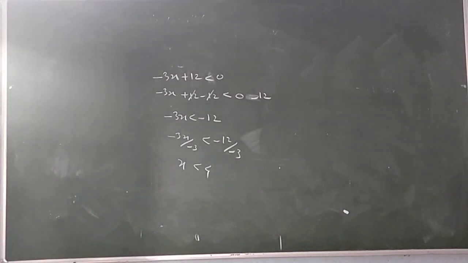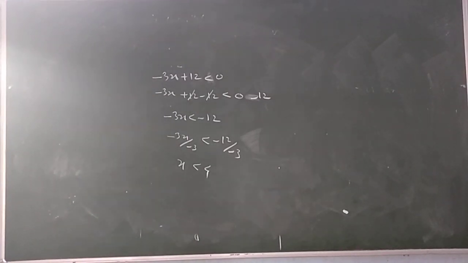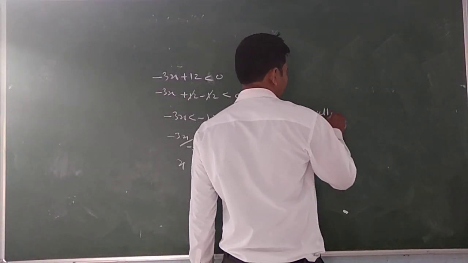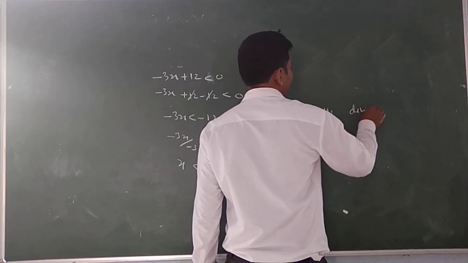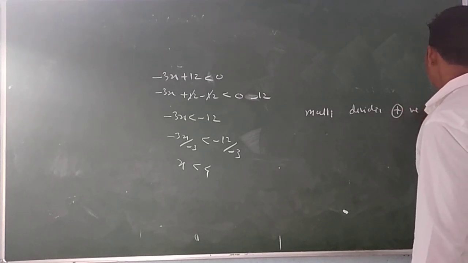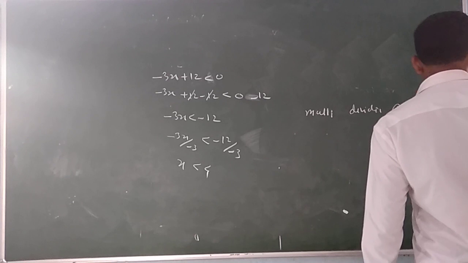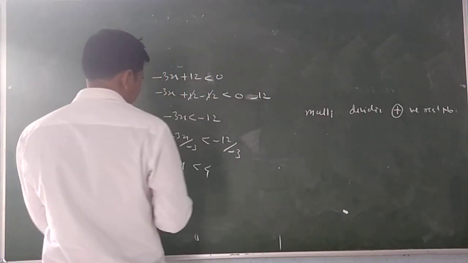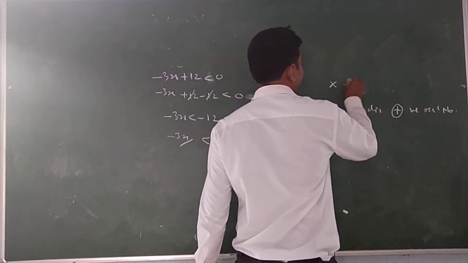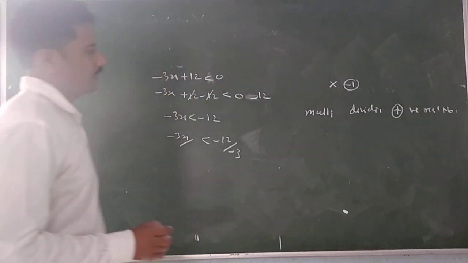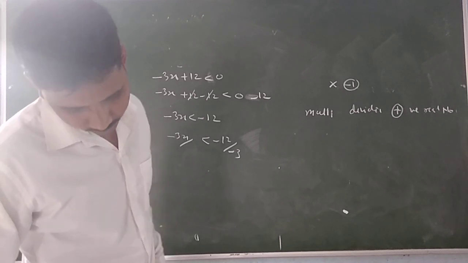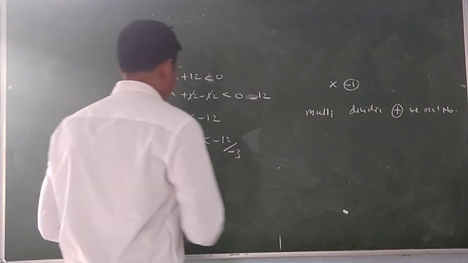Okay, one correction is there. Sorry. While multiplying and dividing, we have to multiply or divide with a positive real number only. Here we multiplied or divided with a negative number, so this is not allowed as is. Only two rules are important. While multiplying with minus 1, we can change here.